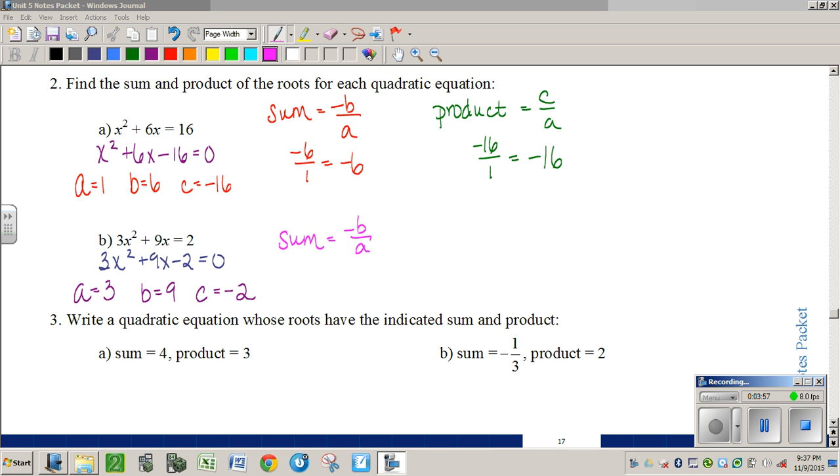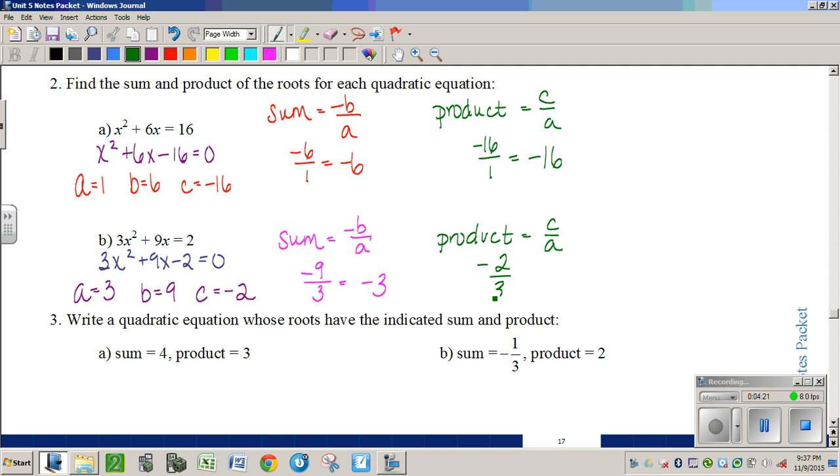Okay, sum, negative b over a. So in this case, my b value is 9, so it's going to be negative 9 over my a value, which is 3. So that's going to reduce to negative 3. So the sum of my unknown roots is negative 3. And my product, we have c over a. So that's going to be negative 2 over 3. So the product of my unknown roots happens to be negative 2/3.